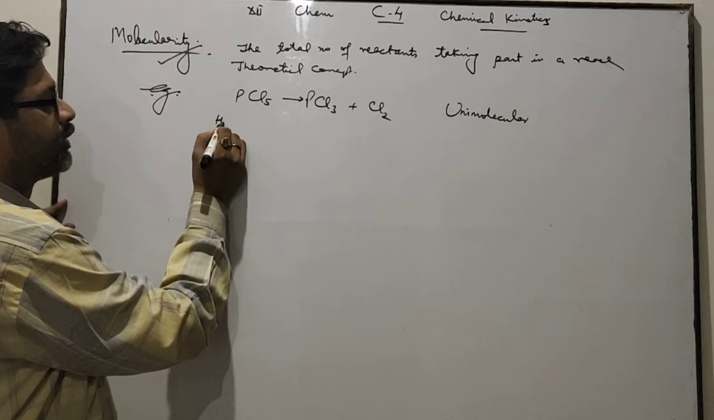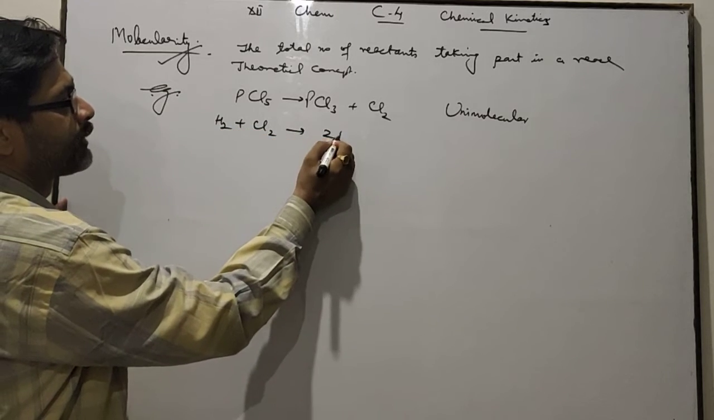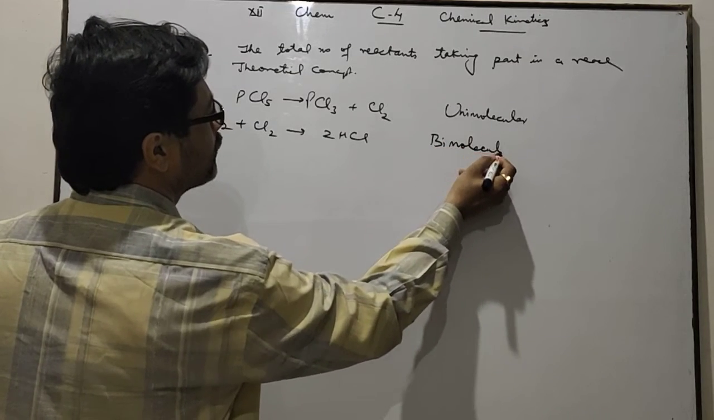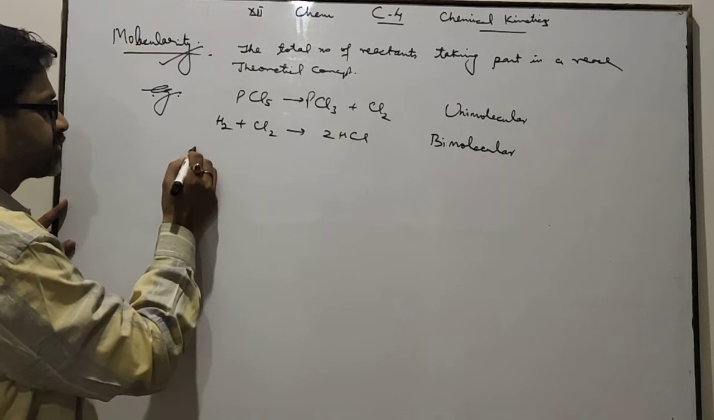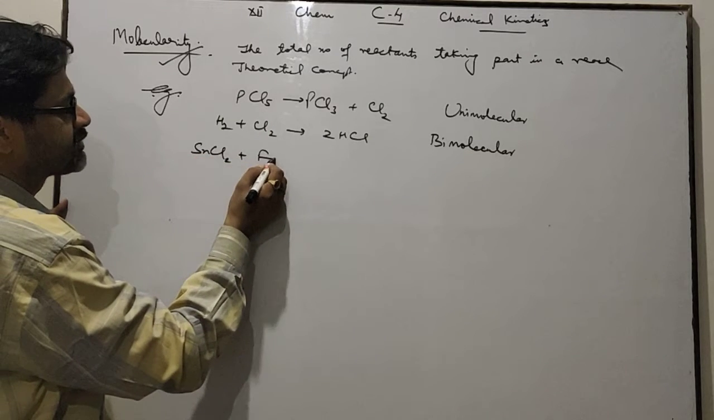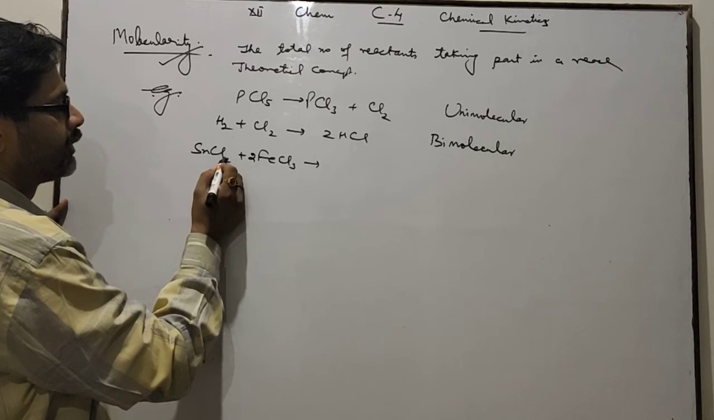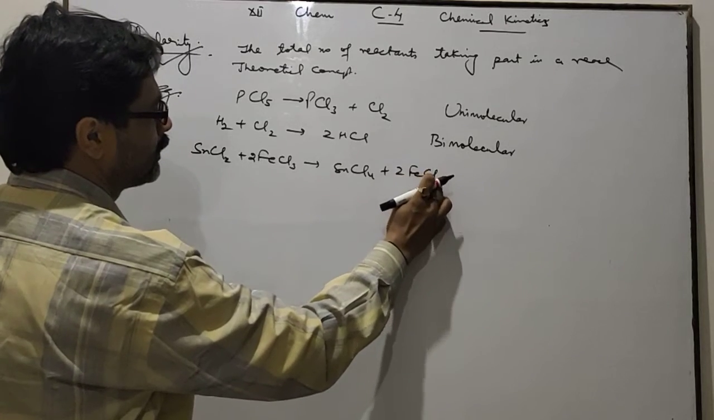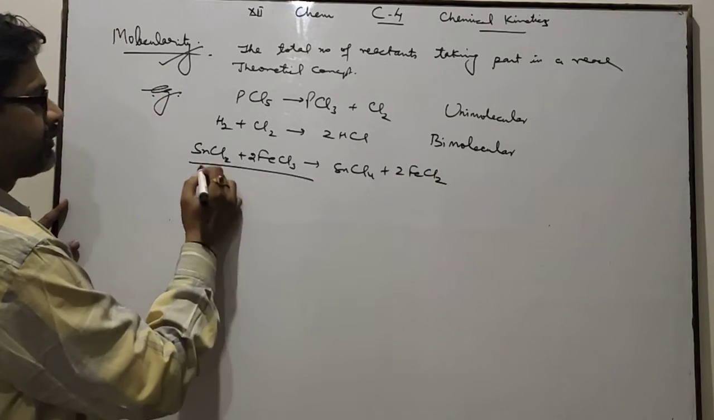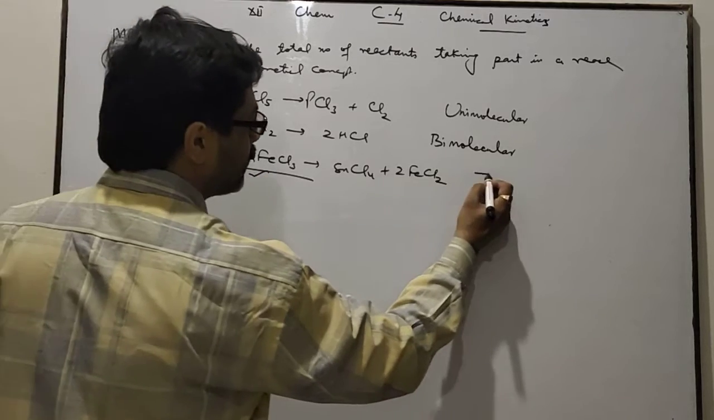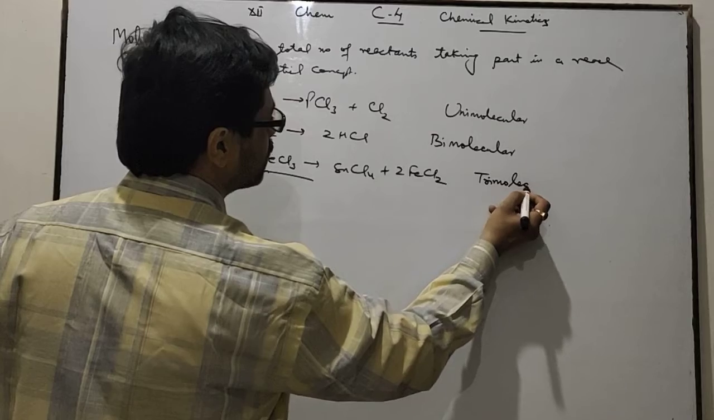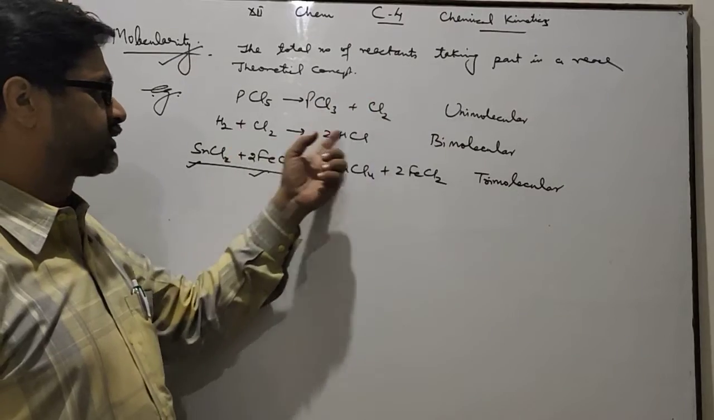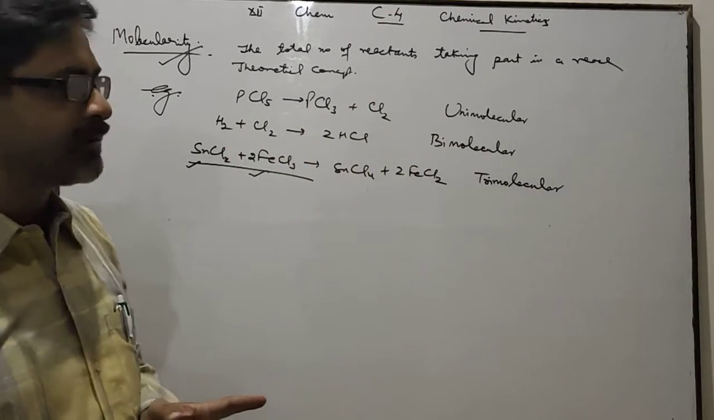Unimolecular. If two reactants are present, then the molecularity will be 2, meaning the reaction is bimolecular. Suppose SnCl2 plus FeCl3 gives SnCl4 plus FeCl2. In this reaction, the total number of reactants, 1 plus 2, becomes 3. Hence the reaction will be trimolecular. This one is unimolecular, this one is bimolecular, this one is trimolecular.